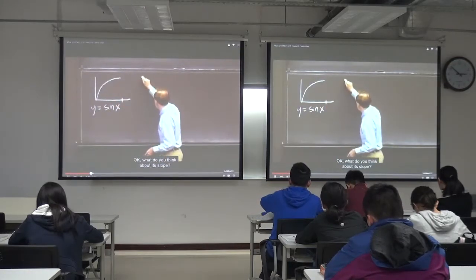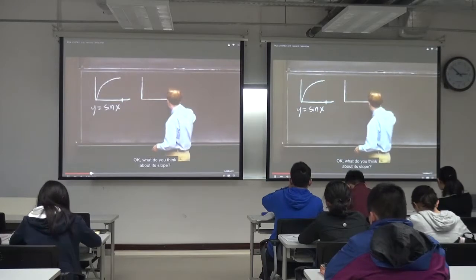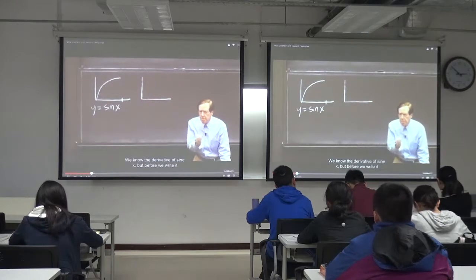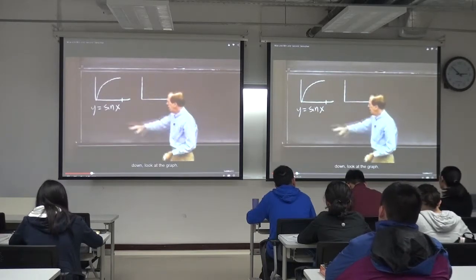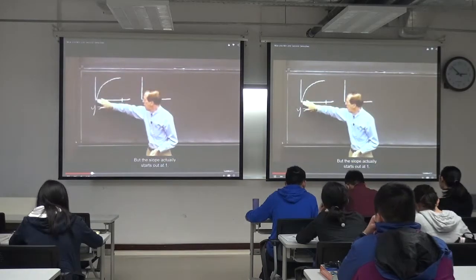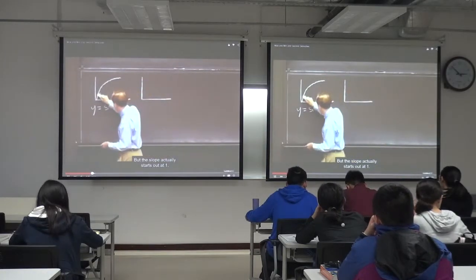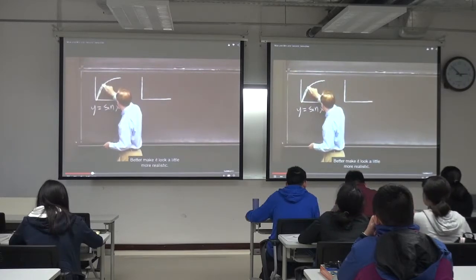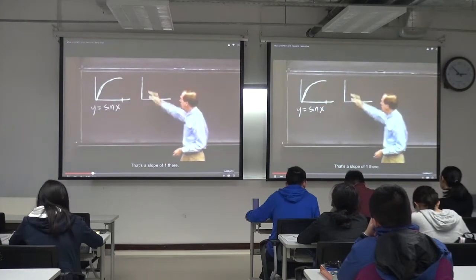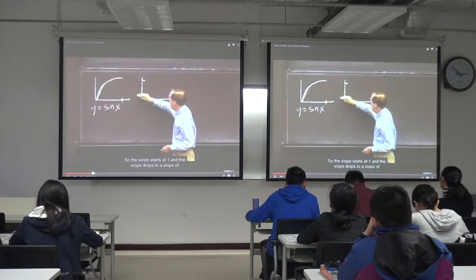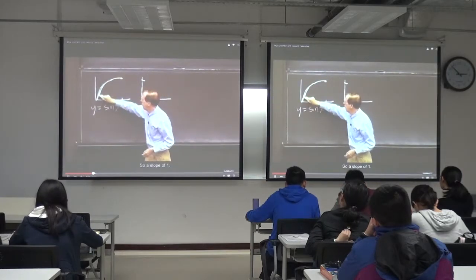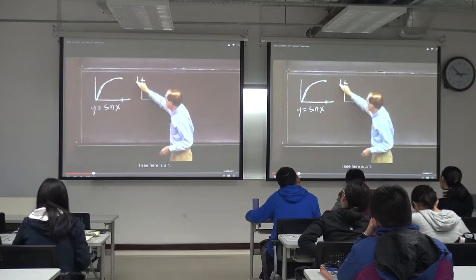Okay, what do you think about its slope? We know the derivative of sine x, but before we write it down, look at the graph. The slope is positive, right? But the slope starts out as 1. Make it look a little more realistic. That's a slope of 1 there. The slope starts at 1, and the slope drops to a slope of 0 up there. So a slope of 1, I see here as a 1.